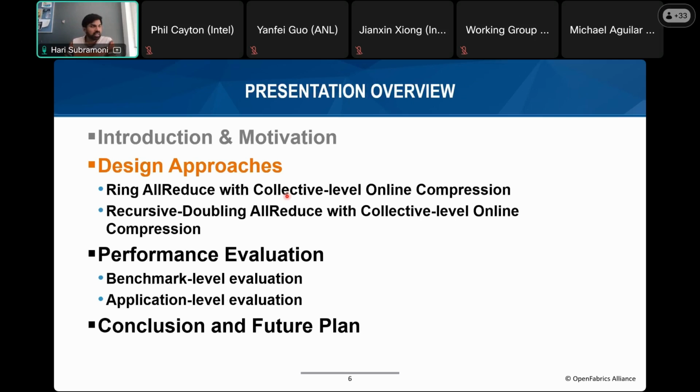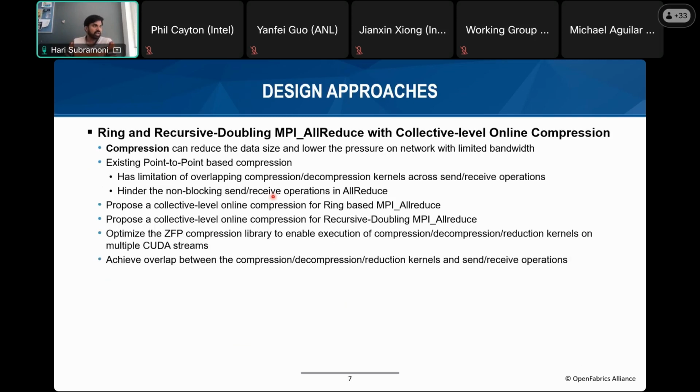With that, let's look at some of the design approaches that we took for the ring-based AllReduce at the collective level. What are the high-level trade-offs here, the pros and cons? Compression can obviously reduce the data size, which can lower the pressure on the network, which has limited bandwidth. The existing point-to-point based implementation has a limitation of overlapping compression and decompression kernels across multiple send-receive operations. There is also a small hindrance in effectively using non-blocking send and receive operations in AllReduce. So we want to take the compression from the point-to-point level to the higher collective level inside various AllReduce algorithms.